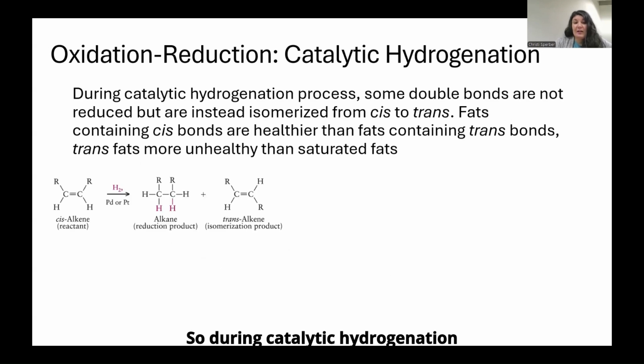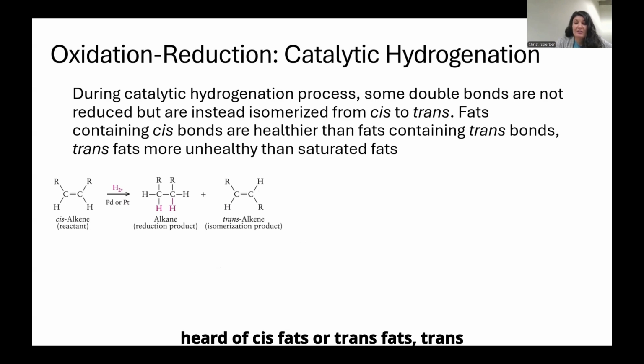During the catalytic hydrogenation process, some of the double bonds are not reduced, but instead isomerize from cis to trans. Not everything goes all the way to completion. Sometimes those double bonds don't go all the way to single bonds. They instead go from the cis double bond to a trans. Fats containing cis bonds are healthier than fats containing trans bonds.